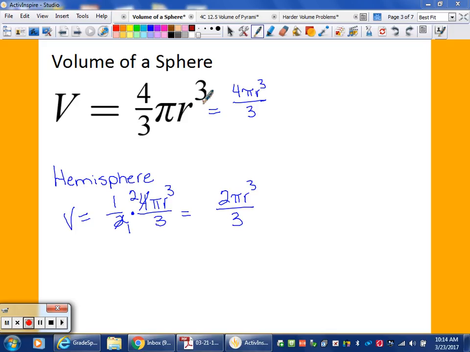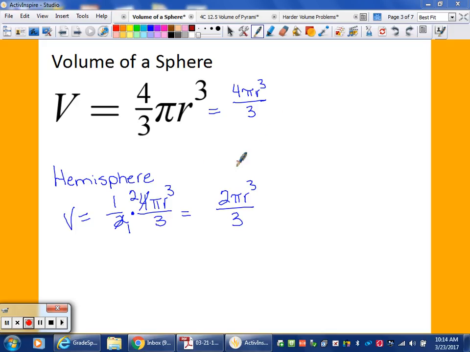Now, for people who do not like the sight of a fraction, it can be changed to be 4 pi r cubed divided by 3. That is visually more appealing to a lot of people. All you have to do is just rewrite it, and voila, it's not as intimidating.